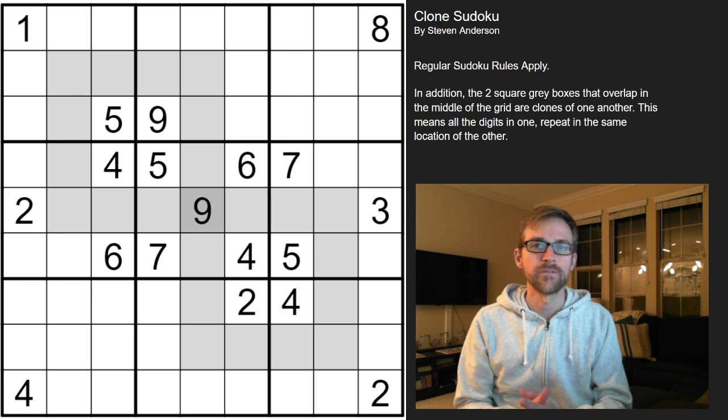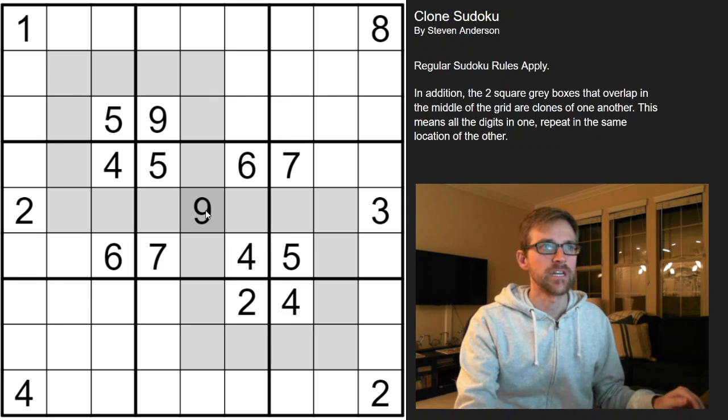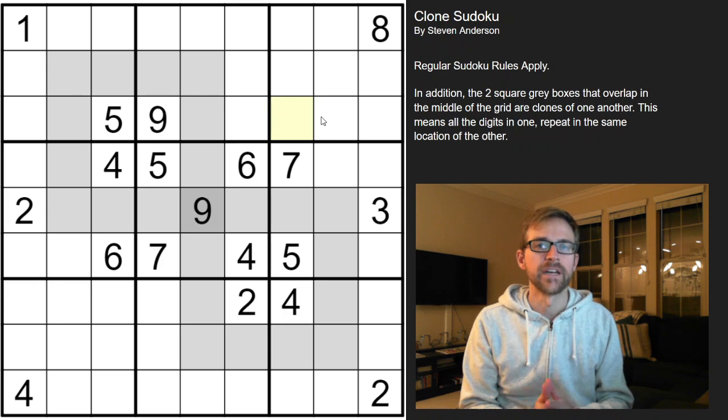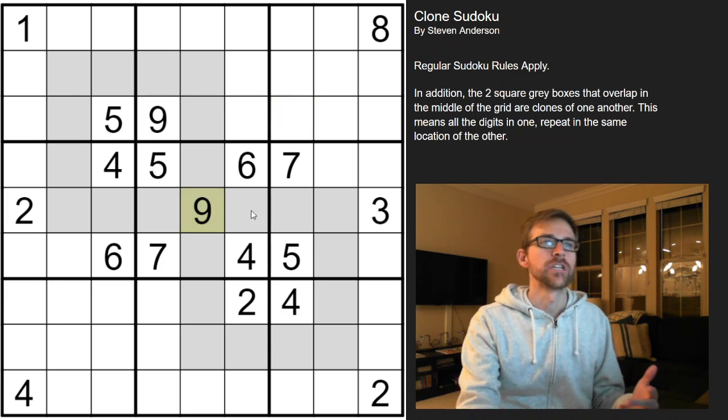This is another Sudoku variant known as a clone Sudoku. How it works is there's a shaded area of the grid that is a clone of another shaded area. So we can see here there are two rectangles, ones I'm highlighting. These are going to be exact replicas of one another. Regular rules of Sudoku apply, so digits 1 through 9 in each row, column, and 3 by 3 box without repeating. And then in addition, these areas that are gray are going to repeat. So that's it for the rules.